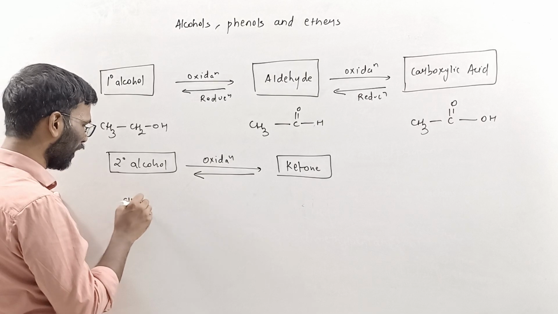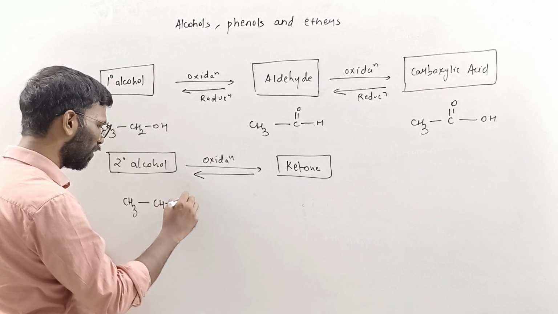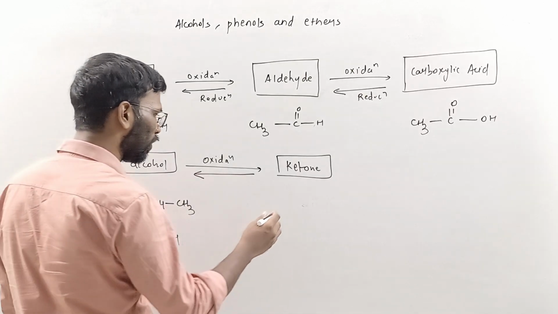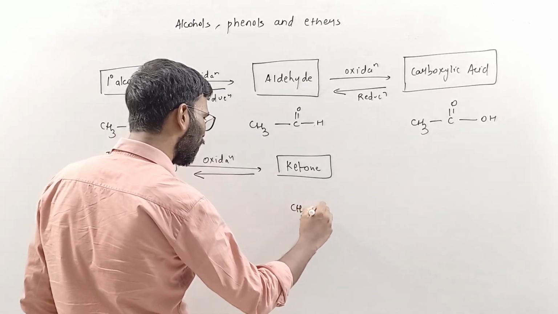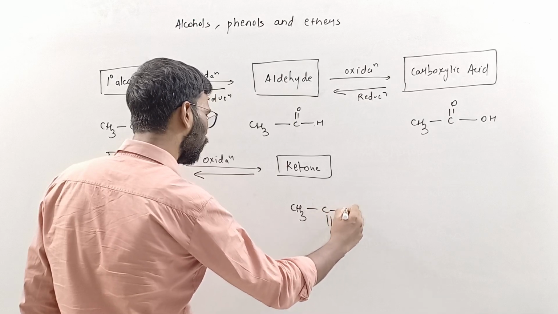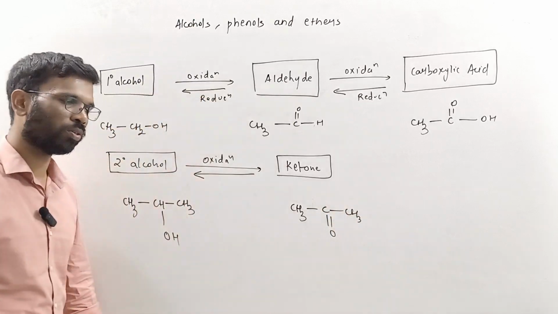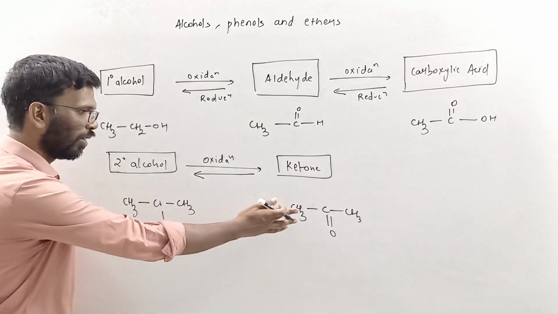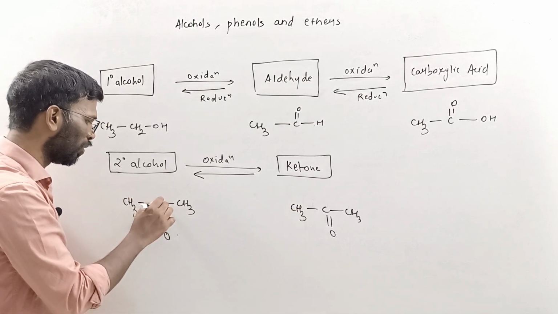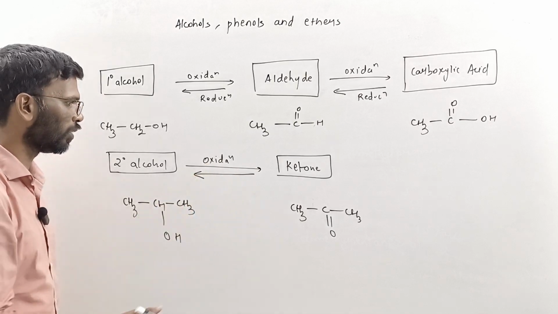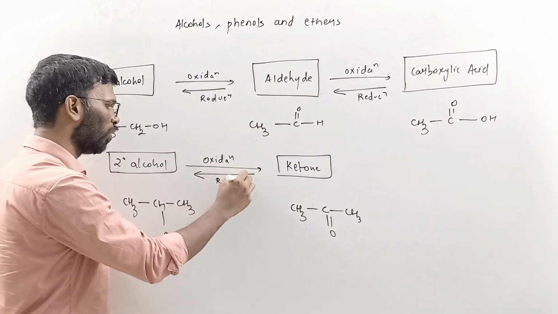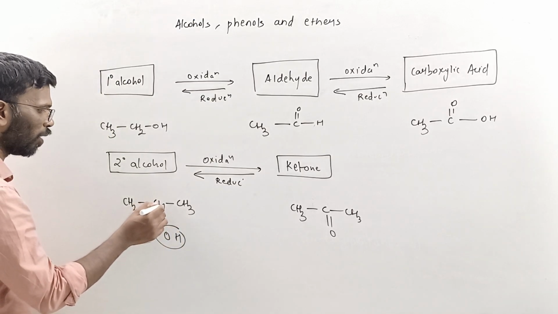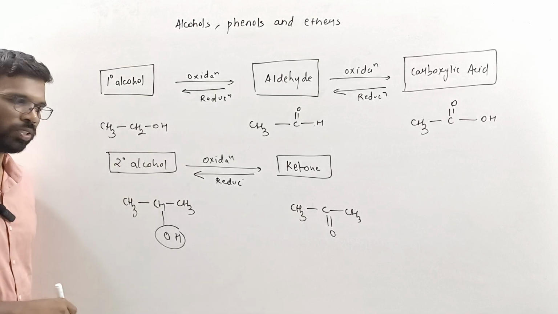For example, the secondary alcohol is this, with OH. You do the oxidation of this, and it will get converted to a ketone. Why is this an oxidation? You see, I have removed this hydrogen and that hydrogen, and a double bond is there. So that's why this is an oxidation. And reduction of the ketone gives you a secondary alcohol. This is a secondary alcohol, OH connected to a carbon, and this carbon is further connected to just two carbons.